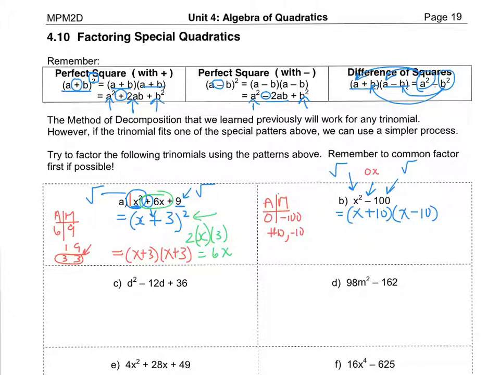That's a 10, positive 10 and a negative 10. So that's where our numbers here are coming in, and we can do that because that is a simple trinomial with a middle term of 0.